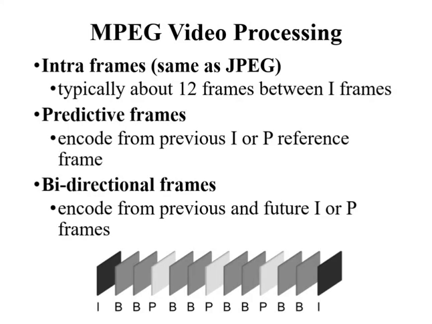Intra frame is nothing but typically about 12 frames between I frames. Predictive frame is nothing but encoded from the previous I or P reference frame, and bidirectional frame is nothing but encoded from the previous and the future I or P frames. These are all about the MPG frames.